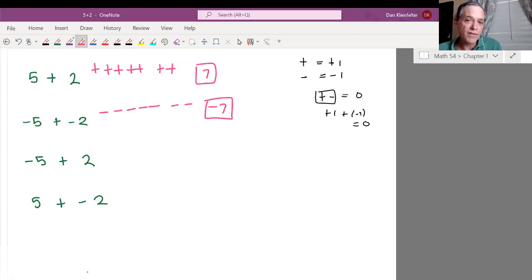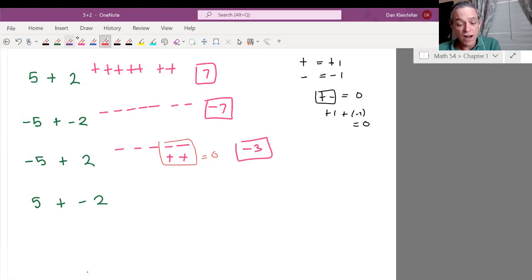Okay, negative 5 plus positive 2 would be 1, 2, 3, 4, 5 negatives and 2 positives. Here you can see that there are 2 plus minus pairs that are going to add up to 0. What's left over is negative, which is why the final answer is negative. And to figure out how much is left over, you subtract, right? 5 minus signs and 2 plus signs. You're going to know that there are 3 extra minus signs. And that's why you end up with negative 3 for the final answer.